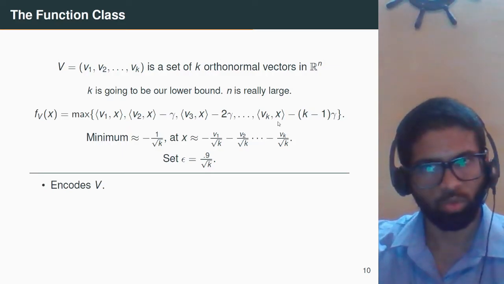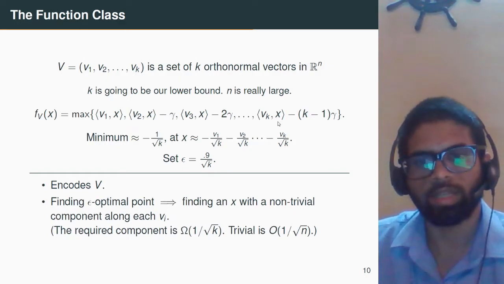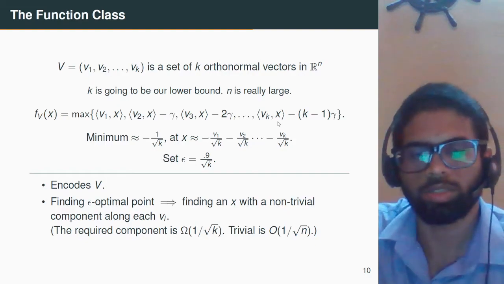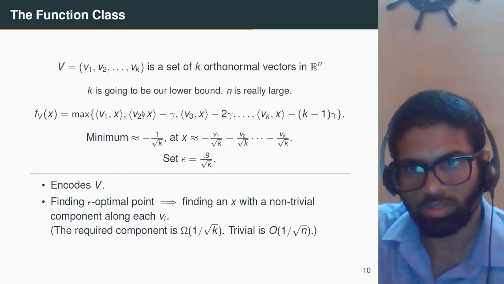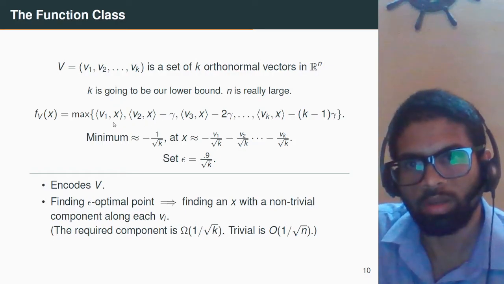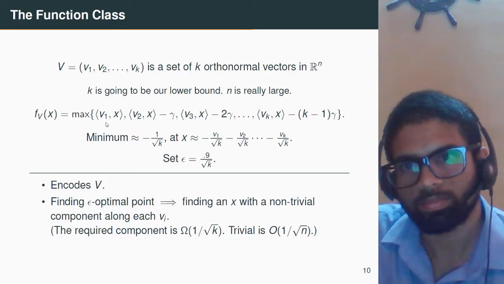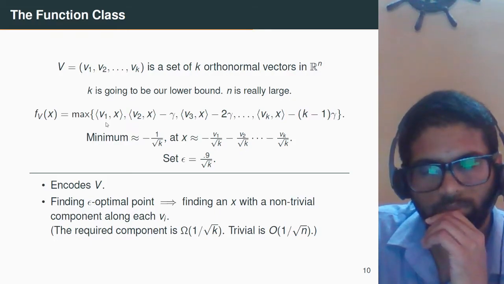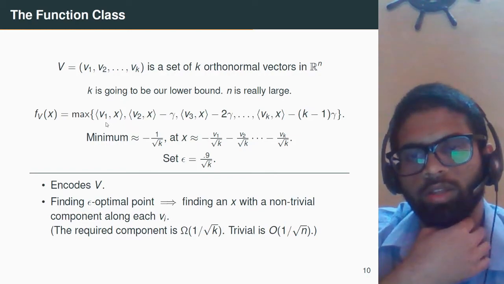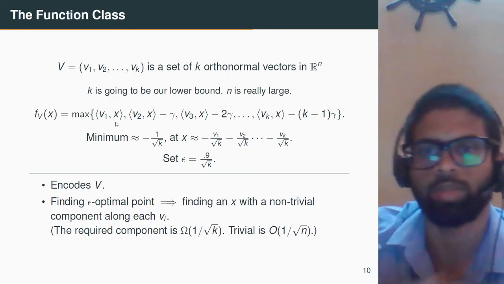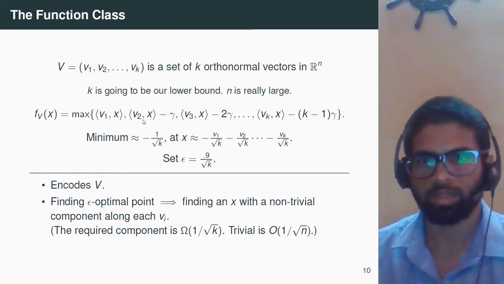This function class encodes the set V, although in a certain sense, and that sense is that if you find an epsilon optimal point x, what you've actually done is you found an x which has a non-trivial component along each of the vi's. So if your point x is an epsilon optimal point, then none of these vi inner product x terms can be much larger than minus 0.1 by square root k. They should all be smaller than minus 0.1 by square root k.